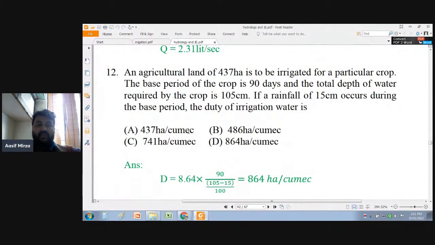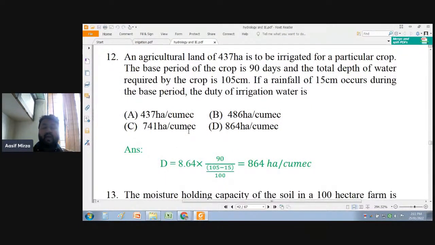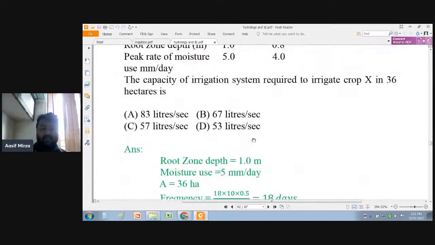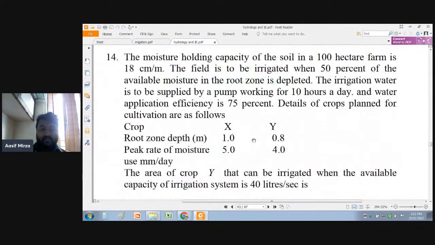You can see here this question is asked on delta. An agricultural land of 437 hectare is to be irrigated for a particular crop. The base period of the crop is 90 days and the total depth of water required by the crop is 105 centimeter. If a rainfall of 50 centimeter occurs during the base period, what is the duty of the irrigation water? The duty we have to calculate as 8.64 into 90 divided by (105 minus 50) divided by 100. So it is 864 hectare per cubic meter per second, which means option D will be the right answer. This question was asked in the GATE examination for 2 marks.